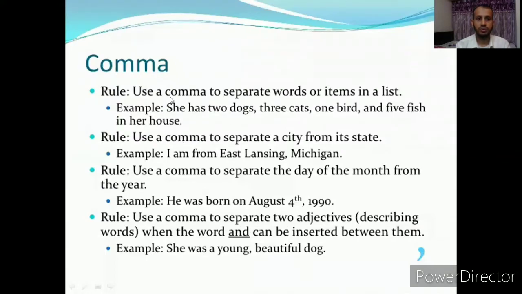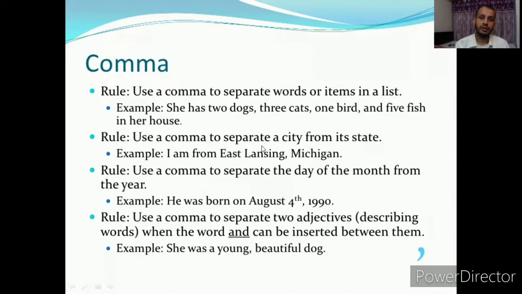There are some rules also here. Use a comma to separate words or items in a list. Look at that: she has 2 dogs, 3 cats, 1 bird, and five fish in her house. So look at that, there are many different items, and we can separate them by using commas.